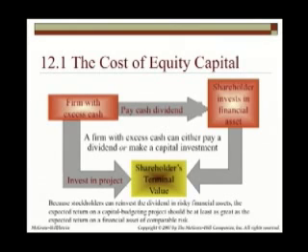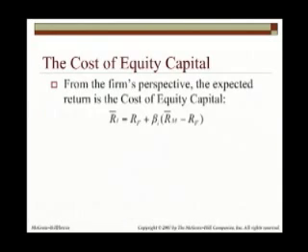The point is that because shareholders can reinvest the dividend in risky assets, the expected return on a capital budgeting project should be at least as large as the return on the financial assets of comparable risk that the investor can invest in. Let's return to the capital asset pricing model.